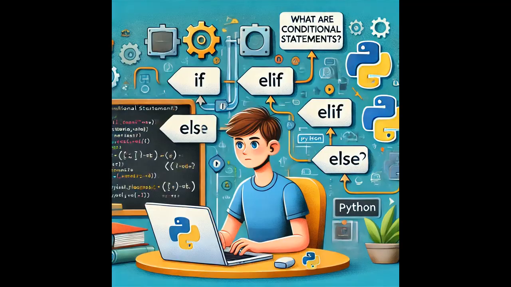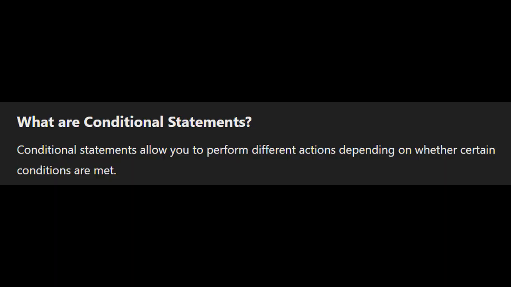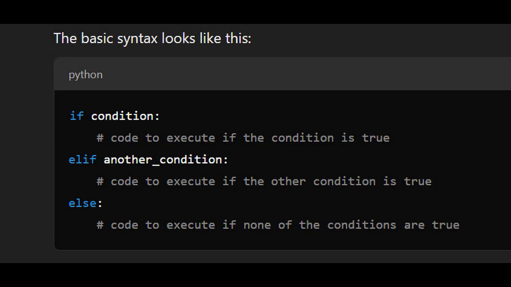Let's get started. What are conditional statements? Conditional statements allow you to perform different actions depending on whether certain conditions are met. The basic syntax looks like this. If condition, # code to execute if the condition is true. Elif another_condition, # code to execute if the other condition is true. Else, # code to execute if none of the conditions are true.